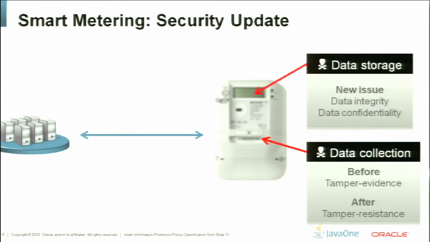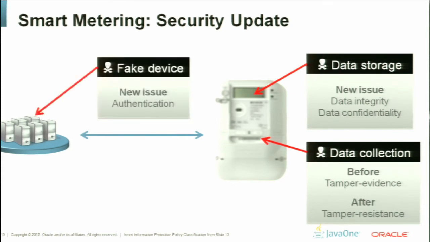Then about data storage, this is a completely new issue. In a standard meter, there is no storage of data. There is one value that keeps being updated, but that's about it. In a smart meter, usually you have to store some data, at least temporarily, between two data collections. So you're going to need to make sure that this data is not modified and that this data is not leaked. So integrity and confidentiality issues.